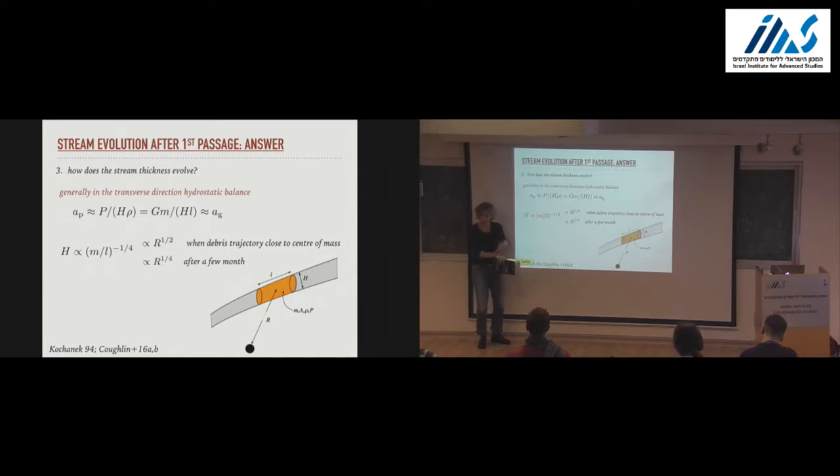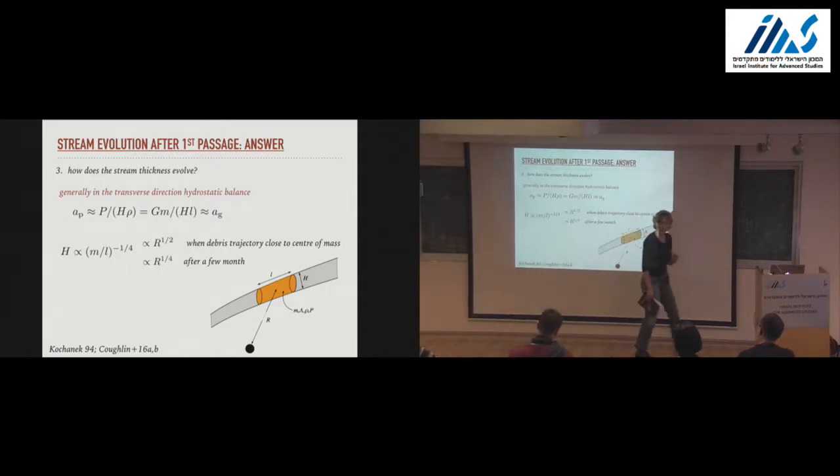This is just the result that I'm giving you: when the streams at the beginning are still very close to the motion of the center of mass, the transverse thickness H increases as the square root of R. At a later time, maybe a few months after disruption, the streams are diverging more and more and are not close to the center of mass of the star anymore, and so H goes as R to the 1/4.